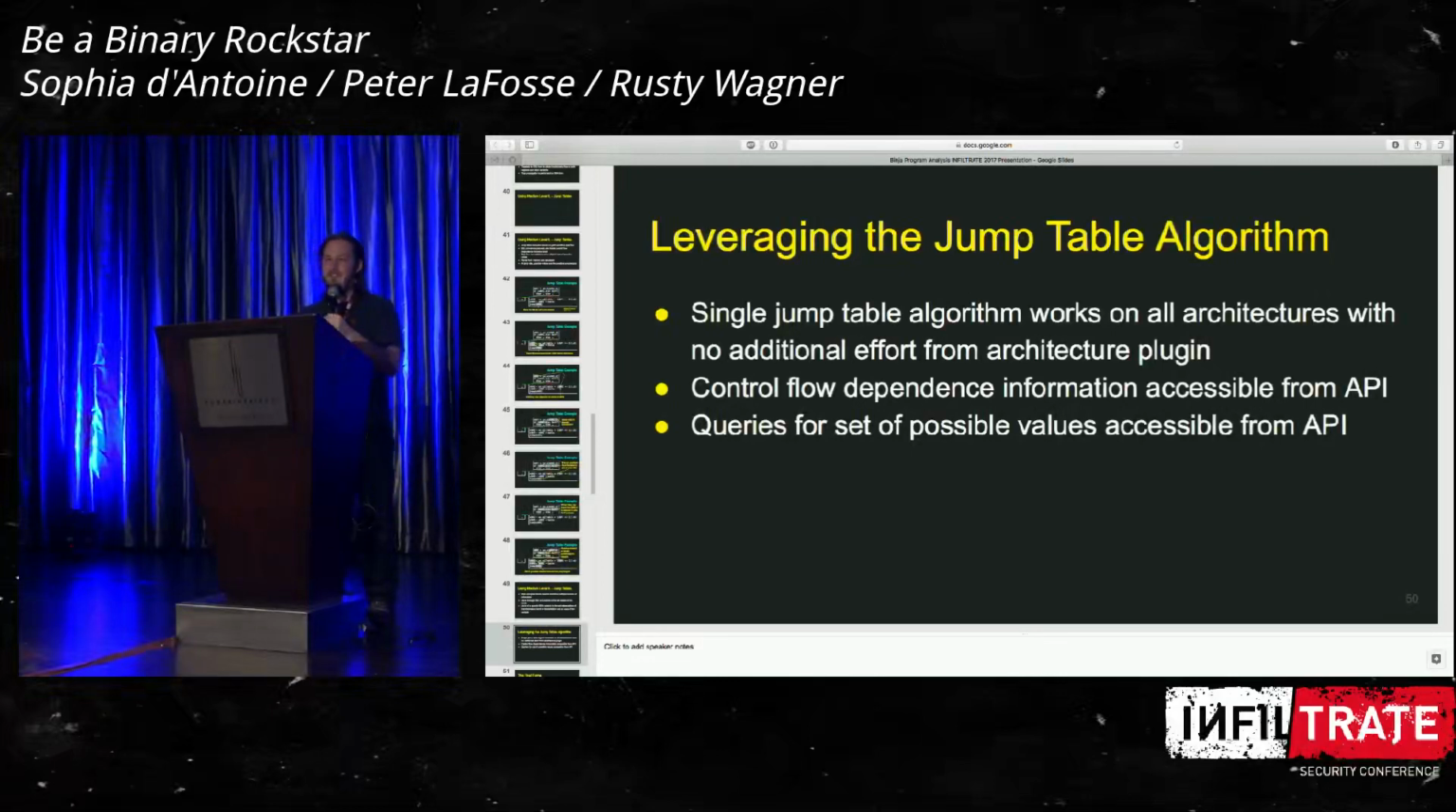The control flow dependence information that's used for doing path sensitivity is also accessible from the API. Anyone can use that. And also, when you query for a set of possible values, for example, to find out where a jump is going, you can query that on any instruction or even any IL expression and find out what kind of possible values it has from the API.